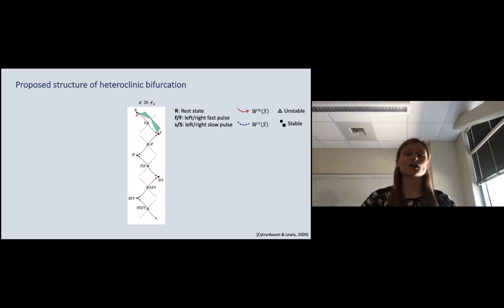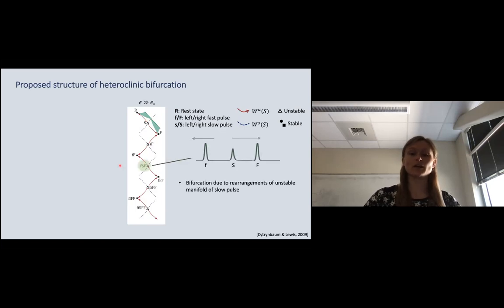The F's and S's are fast and slow pulses. Sorry, I flipped that. Lowercase means moving to the right, and uppercase means moving to the left. These red arrows are the unstable manifold of the slow pulse, whereas the blue dashed are the stable manifold. Any of these patterns that have this hollow triangle are going to be unstable, whereas the solid circles and squares are stable. So for example, if we take this FSF here, we would have one fast pulse moving to the left and a slow and a fast pulse both moving to the right in that order.